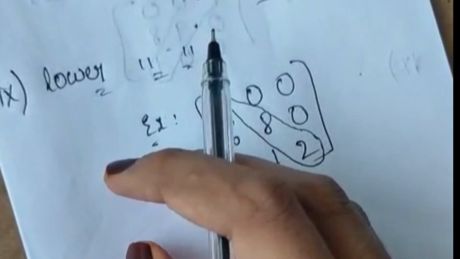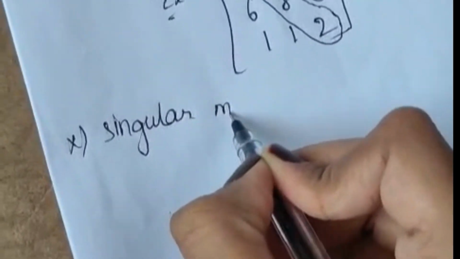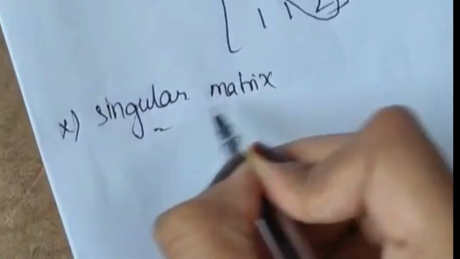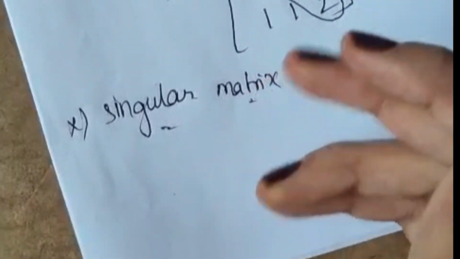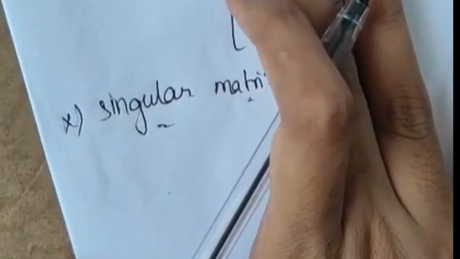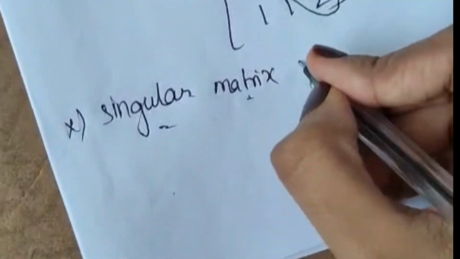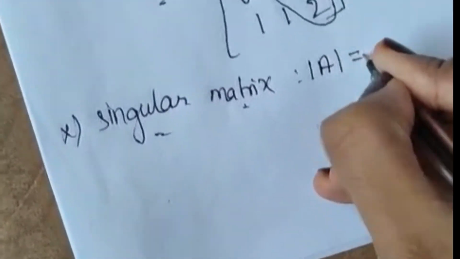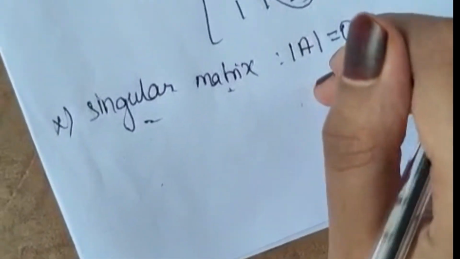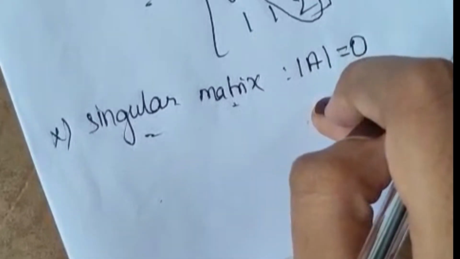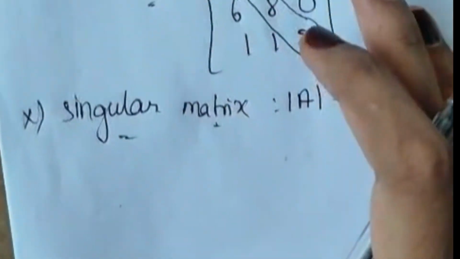Now, another type of matrix is the singular matrix. A square matrix of order n is said to be a singular matrix when mod A is equal to 0. What is mod A? How should we calculate mod A? We'll learn it in the upcoming videos.